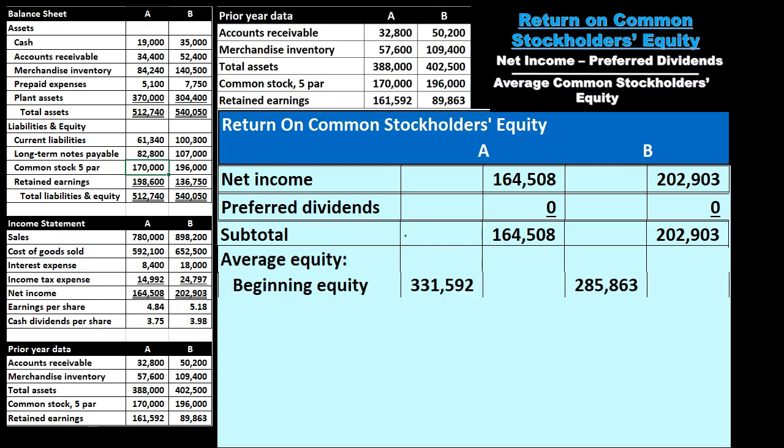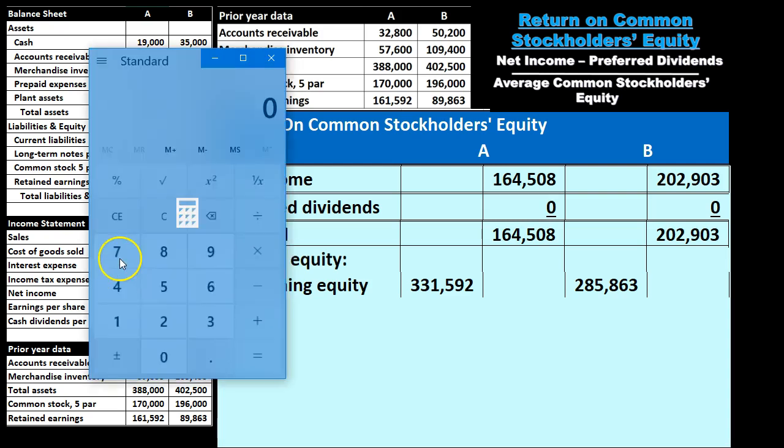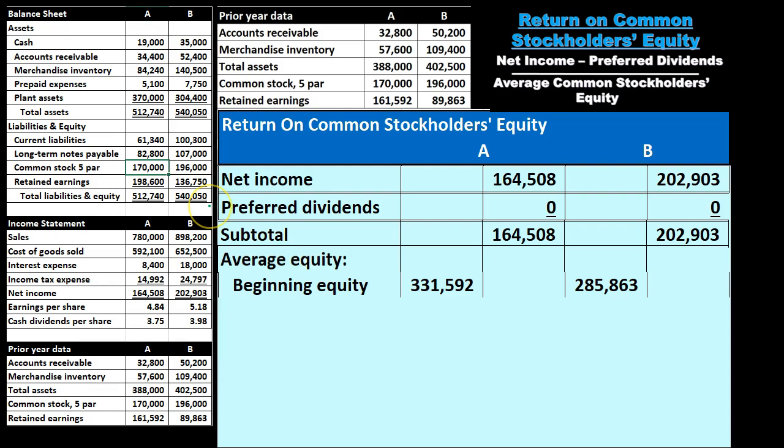To do that, we're going to have the beginning equity. Where's the beginning equity going to come from? It's not on the balance sheet because that represents the equity at the end of the time period. We want the beginning of the time period. Where's that going to come from? The prior year financial statement. Prior year financial statement represents the end of the prior year and therefore the beginning of the current year. So we're going to take a look at the equity section for the prior year.